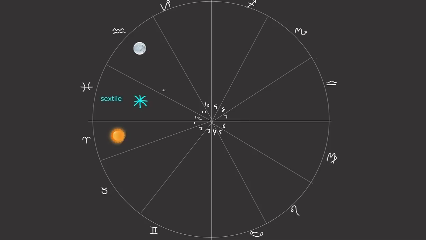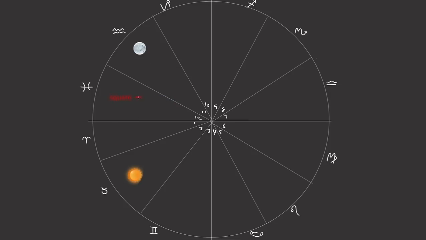So the first aspect we have is a good aspect. It's called the sextile, and that is a 60-degree differential between the two planets. So we have basically a one house difference in between them. So the sun, for example, is here. We have one blank house, which is going to be Pisces in this instance. And then we have the moon in another house. So that is going to be a 60-degree differential.